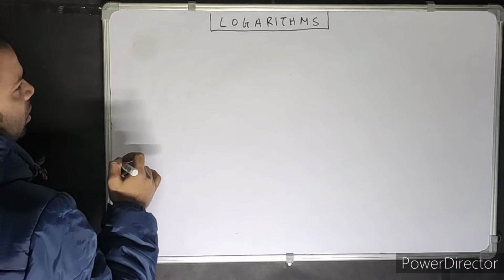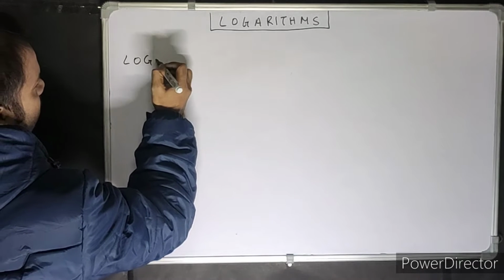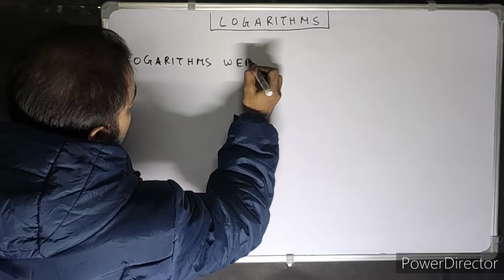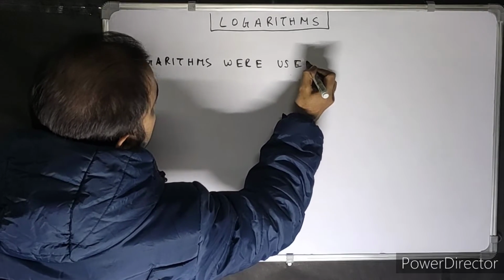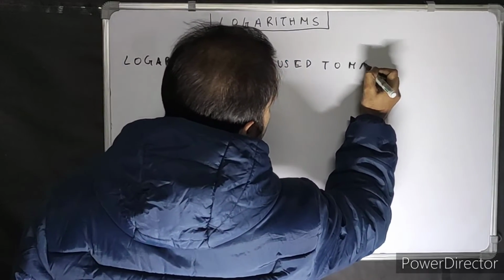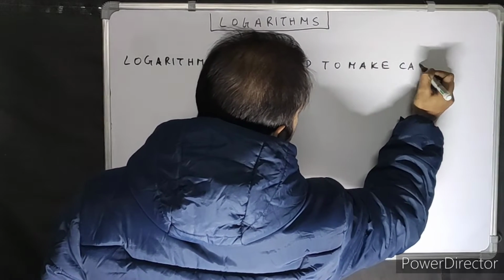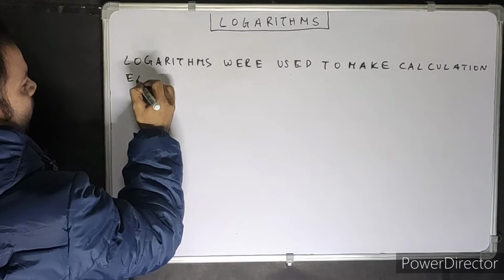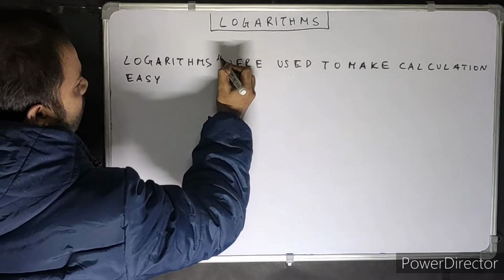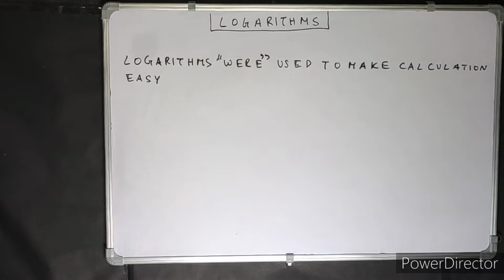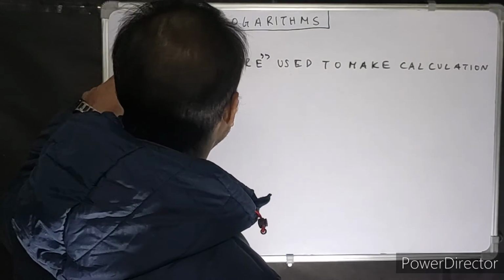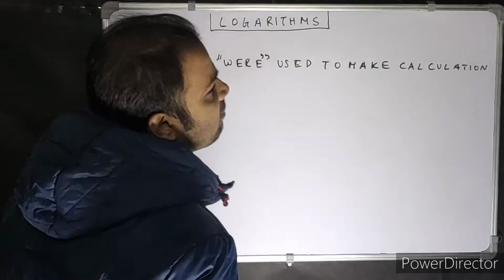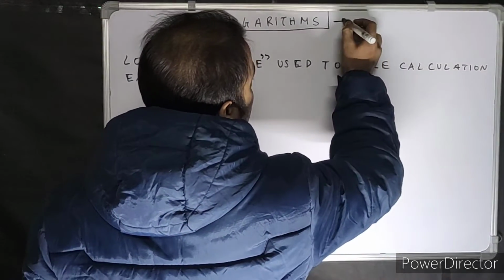According to the definition of your book, logarithms were used to make calculation easy. Now, "were used" means it's no more in use now, but that doesn't mean we don't use logarithm at all in mathematics. We need this logarithm function. Logarithm is actually a function.